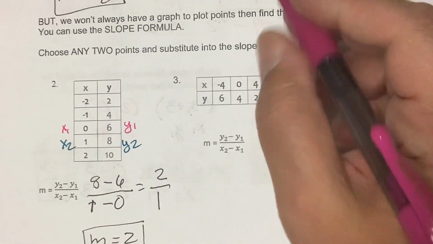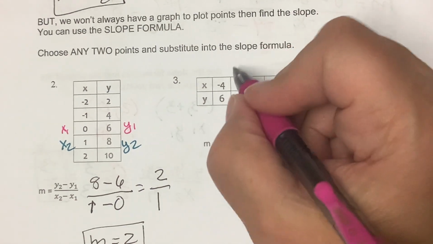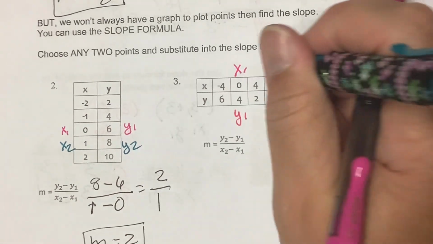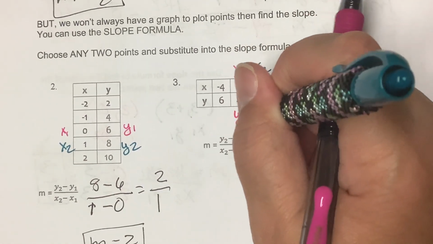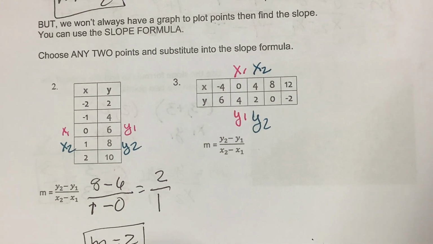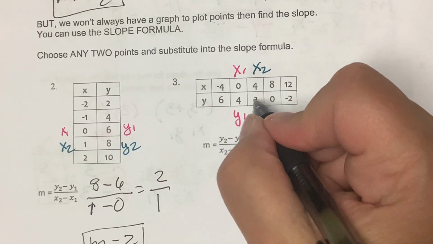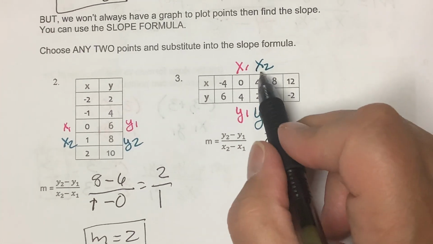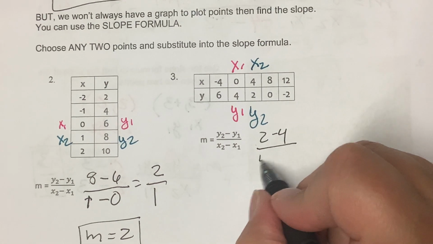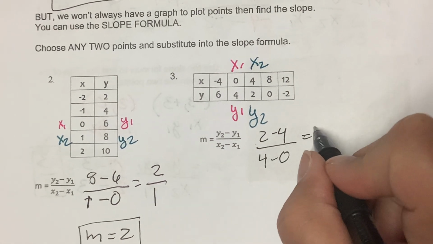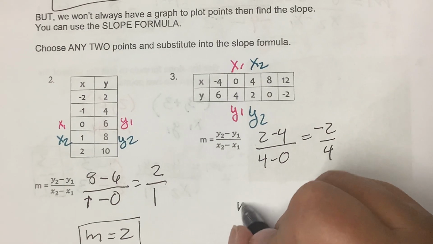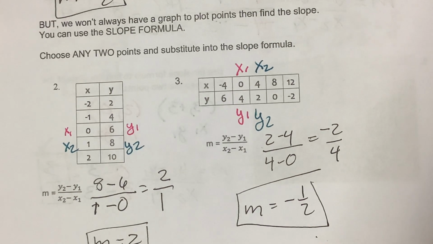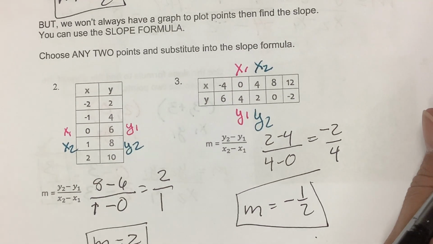Now horizontal, it's essentially the same thing. Again, I'm going to skip over to where there's a nice 0 and do x1, y1, and x2 and y2, and y2 minus y1, 2 minus 4, over x2 minus x1, 4 minus 0. And I get -2 over 4. And when I reduce that down, I get -1/2. Woo, -1/2. Not bad, not bad. Okay.